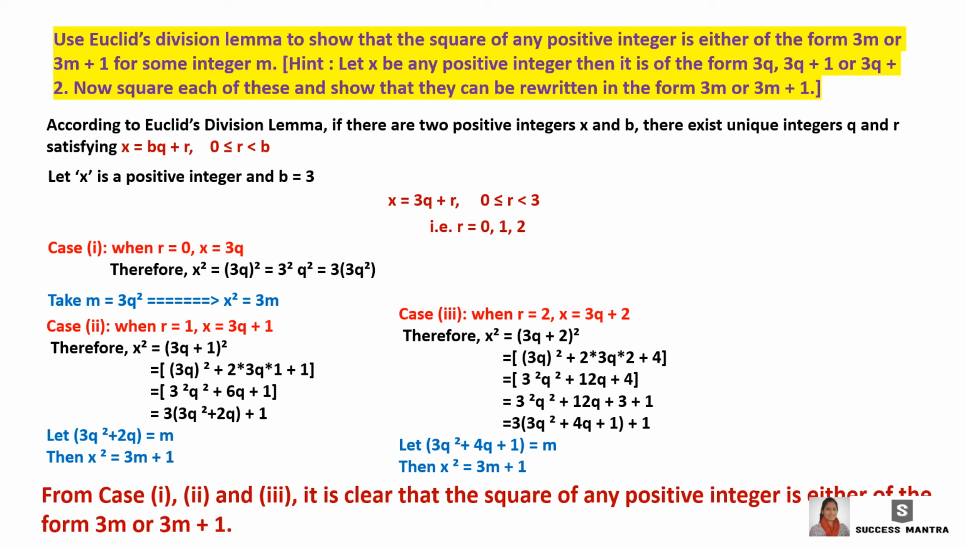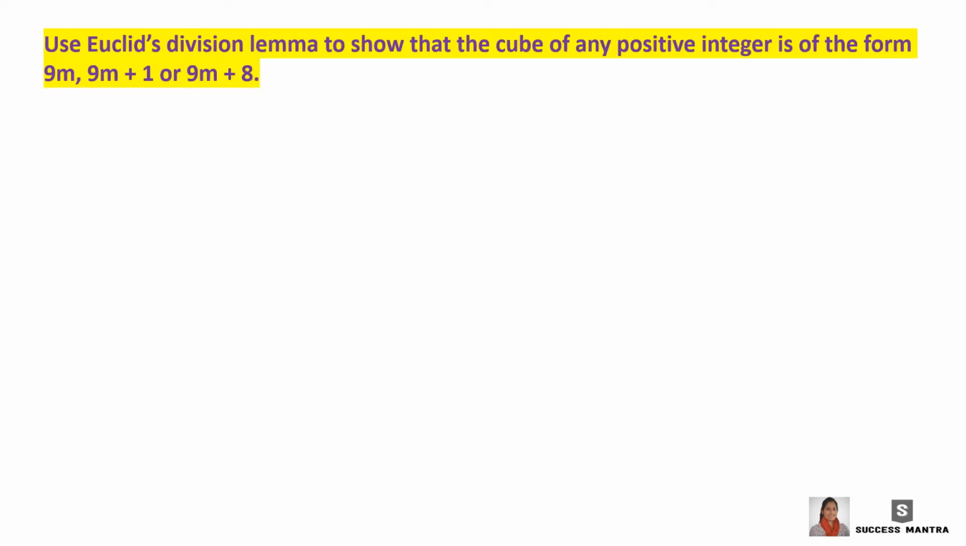So from case 1, 2 and 3, it is clear that the square of any positive integer is either of the form 3m or 3m plus 1. Our next question is very similar to the previous question, that is, use Euclid's division lemma to show that the cube of any positive integer is of the form 9m, 9m plus 1 or 9m plus 8. Instead of square, here it is cube of the positive integer.